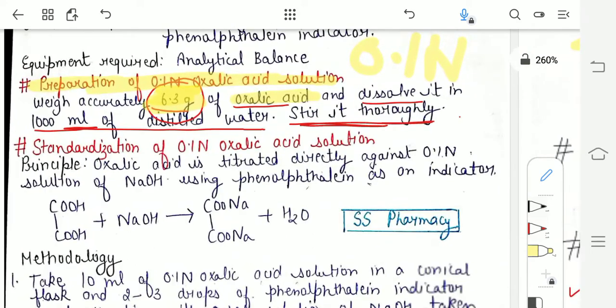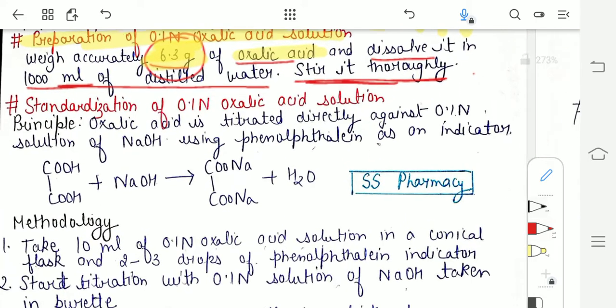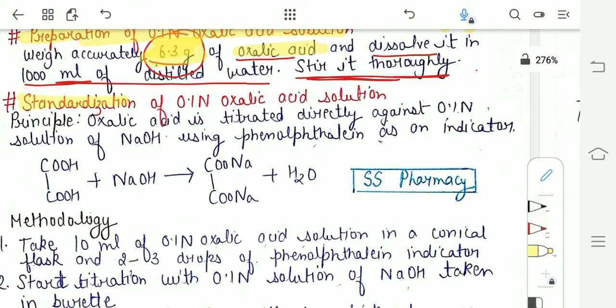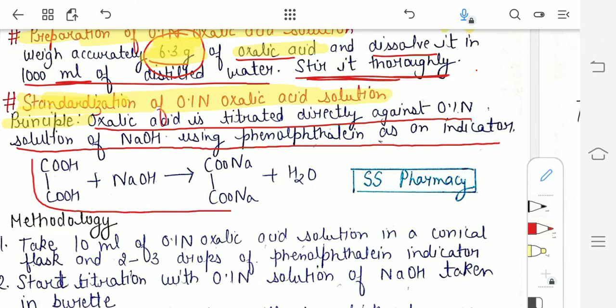Okay, up to here what we have done is the preparation. Now we will standardize our compound. So the second step is the standardization of 0.1 normal oxalic acid solution. Firstly, the principle: oxalic acid is titrated directly against 0.1 normal solution of sodium hydroxide using phenolphthalein as an indicator. Here I have written the chemical equation of this process, that how this exactly takes place.